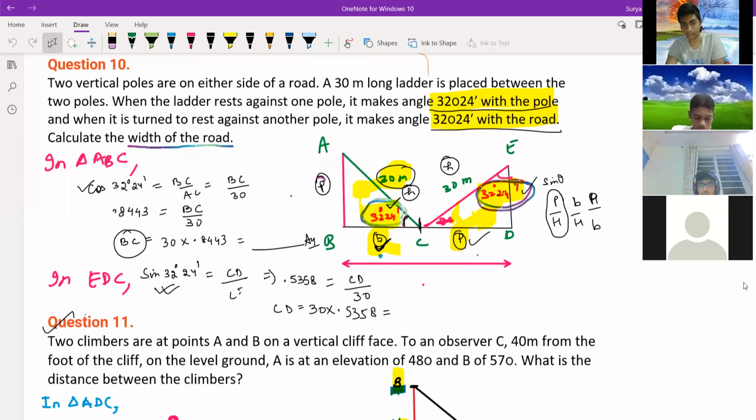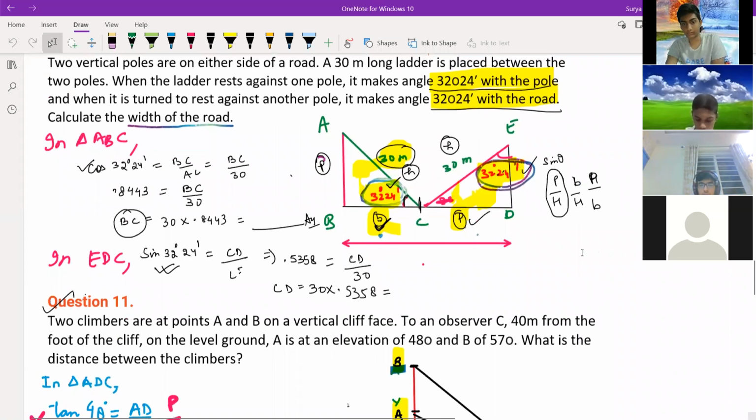So all of you got this answer, right? Only the concept understood, no? Your concept is understood, yes, but the calculation is taking so much time. Leave that. This much you have done, all of you. BC is equal to 30 into 0.8443, and the last part CD is equal to 30 into 0.5358.